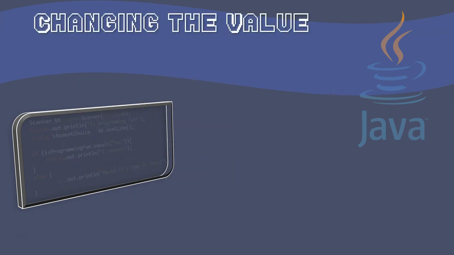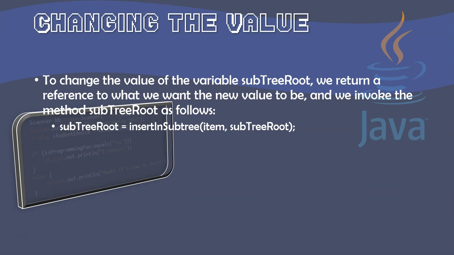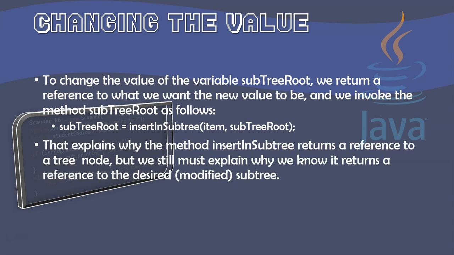So let's look at how we actually change that value. To change the value of the variable subtreeRoot, we return a reference to what we want the new value to be, and we invoke the method as follows: subtreeRoot = insertInSubtree(item, subtreeRoot). That is a great explanation of why the method insertInSubtree returns a reference to a tree node, but we still need to explain why we know it returns a reference to that desired subtree.